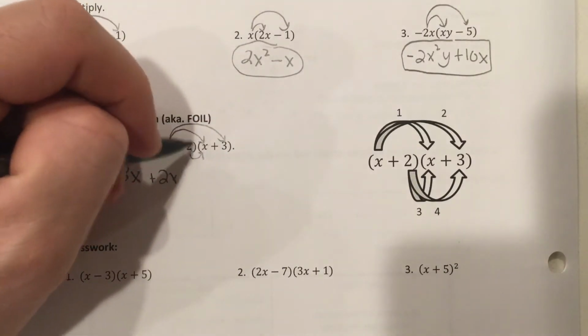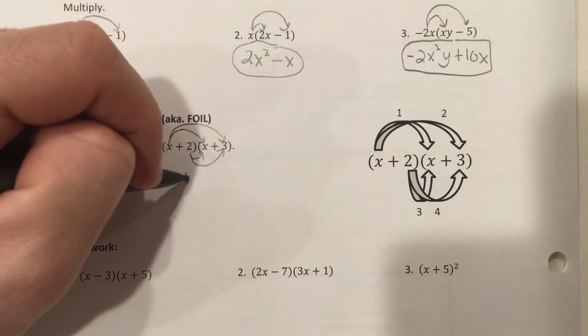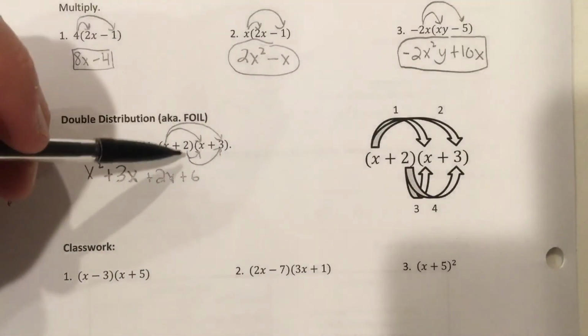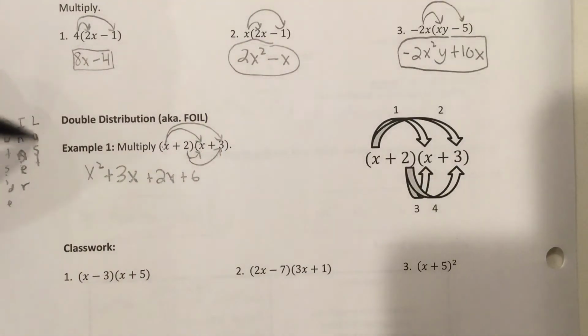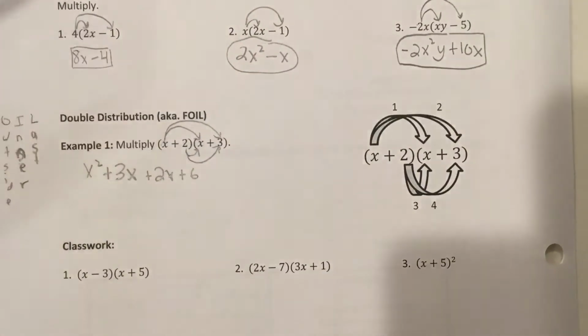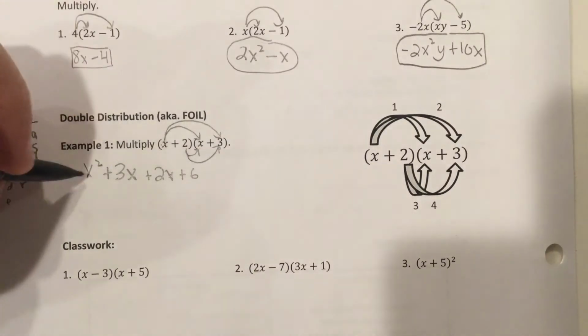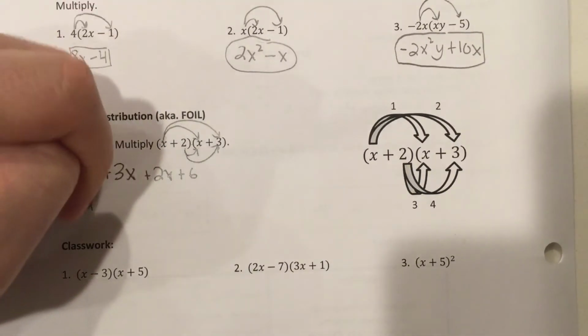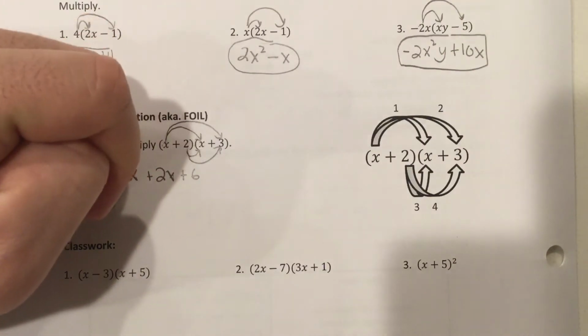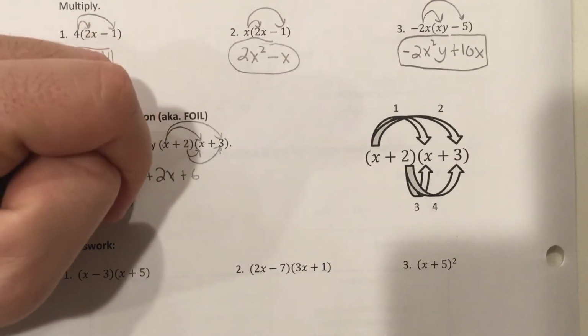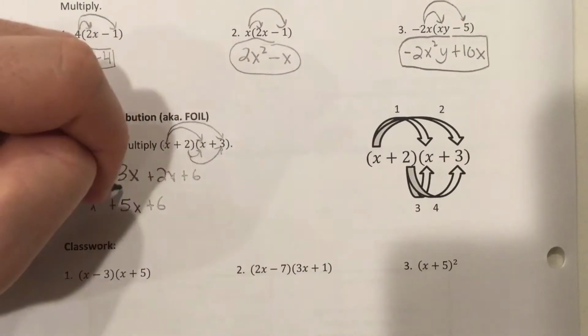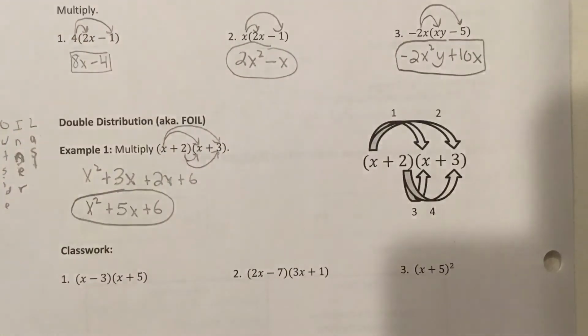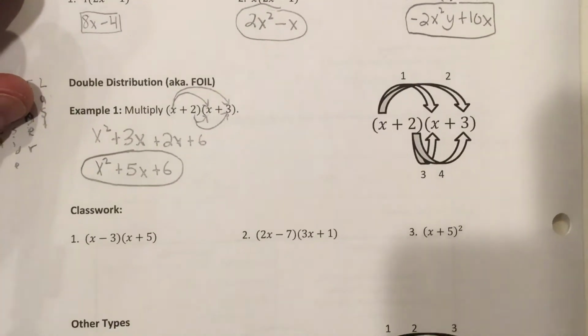And then my last one, I take the 2 times 3. 2 times 3 is 6. And that comes from L for last. Those are the last numbers in each set of parentheses. When we do FOIL, we will have to combine like terms. So there's no other x squareds, but we do have 2 x like terms here. 3x plus 2x is 5x plus 6. All right, try these 3 on your own.